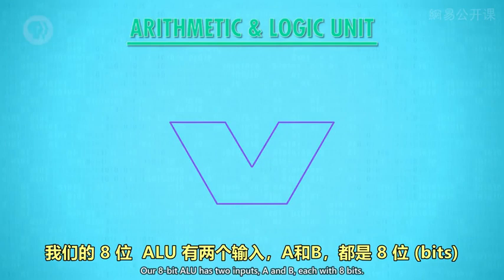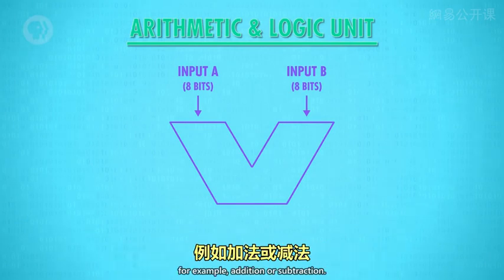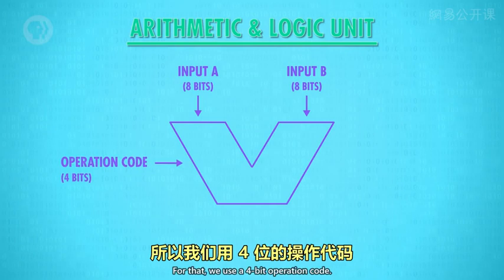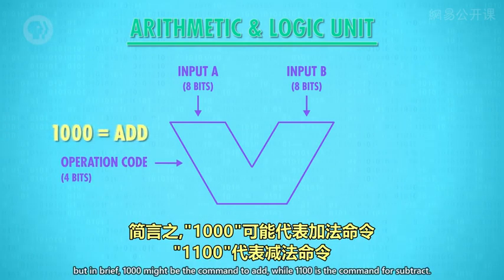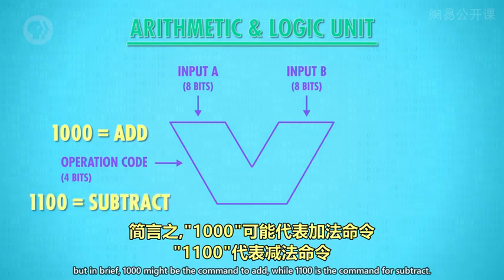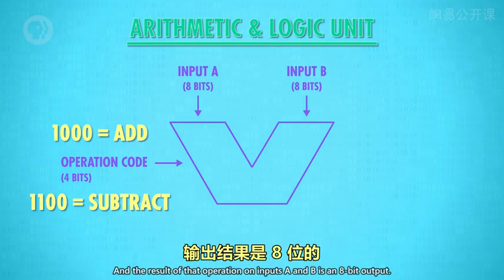Our 8-bit ALU has 2 inputs, A and B, each with 8 bits. We also need a way to specify what operation the ALU should perform, for example, addition or subtraction. For that, we use a 4-bit operation code. We'll talk more about this in a later episode, but in brief, 1000 might be the command to add, while 1100 is the command for subtract. Basically, the operation code tells the ALU what operation to perform, and the result of that operation on inputs A and B is an 8-bit output.